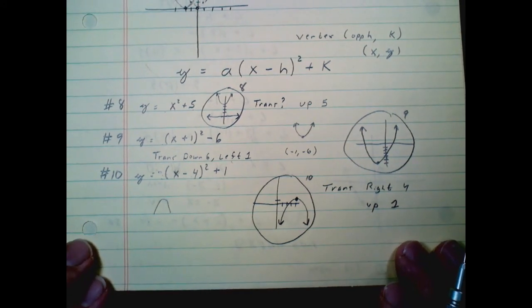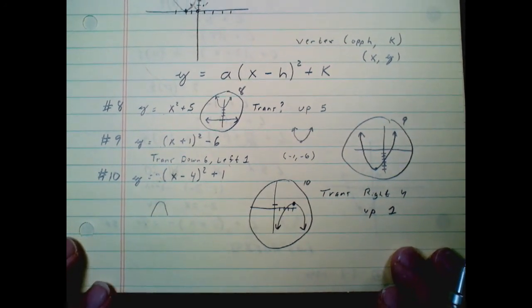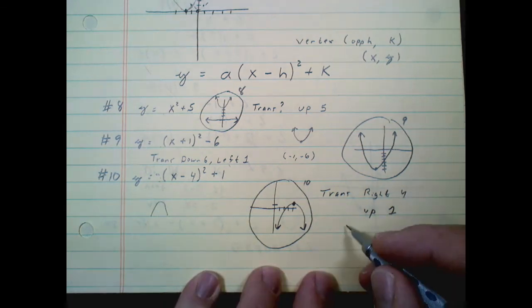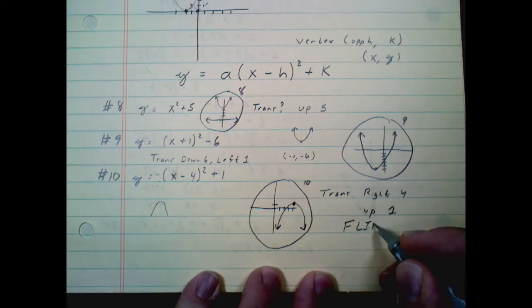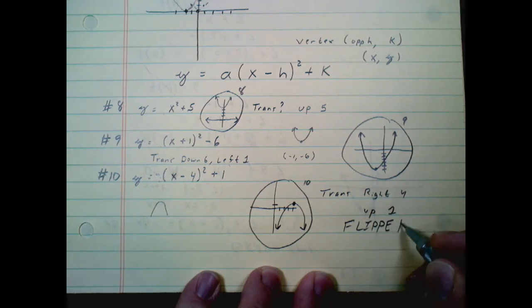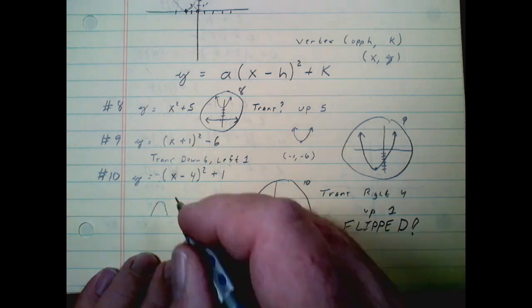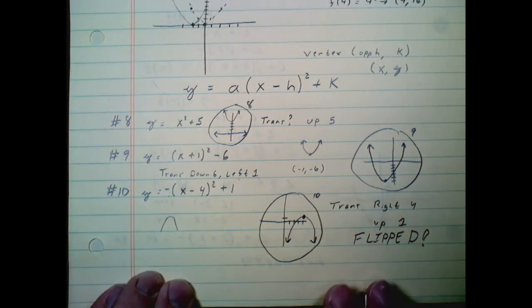Hopefully this will be easier than I thought it was when I actually taught them. Like, yeah, this seems pretty easy. Oh, transformation. Also, it flipped. I forgot that. That's very important. Why did it flip it? Why is it upside down? Because of that negative right there.